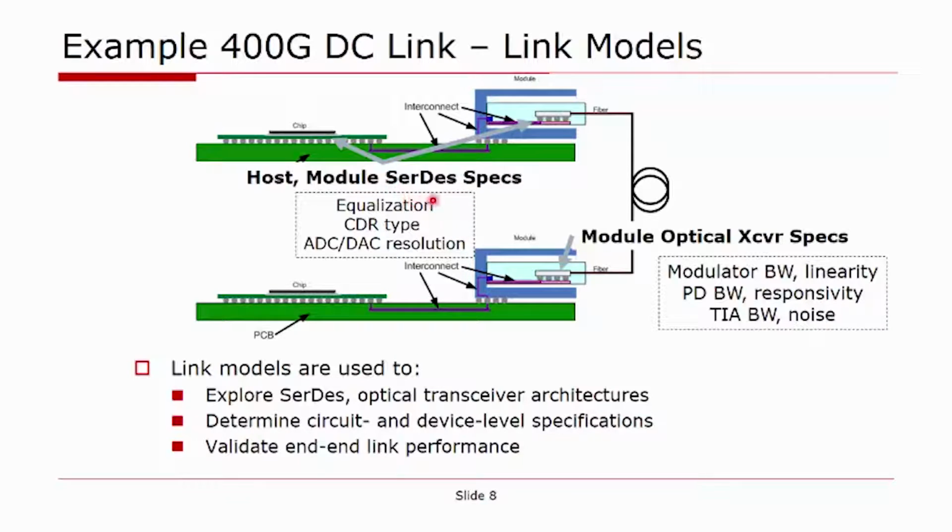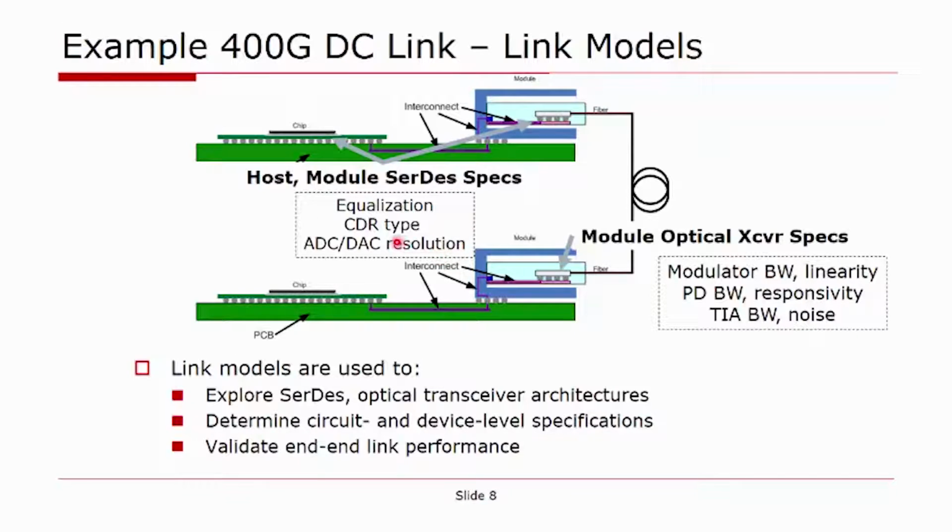Some classic examples of this could be the equalization architecture in order to achieve the target bandwidth and bit rate for this electrical link between the switch IC and the optical transceiver. Like, how do we divide that equalization between the switch IC and the optical transceiver?